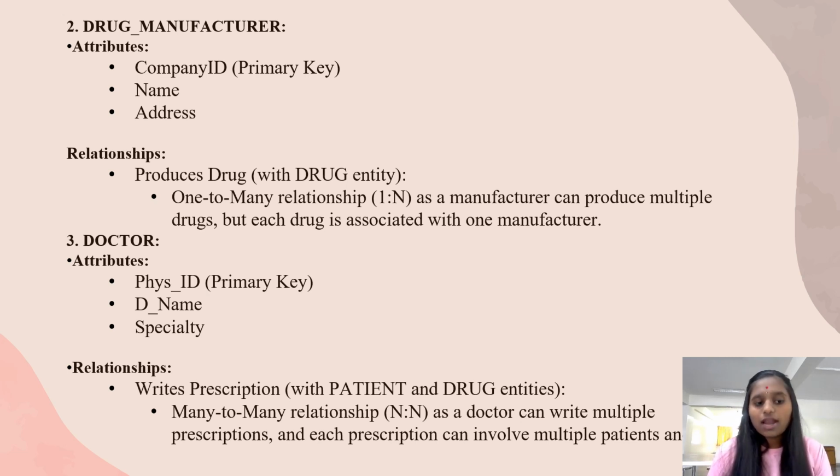And the third entity is doctor. And the doctor entity has the attributes like physician ID, doctor name, and specialty. And the physician ID is the primary key in this entity. And the relationship is writes prescription with the patient and drug entities. Many to many relationship. As a doctor can write multiple prescriptions, and each prescription can involve multiple patients. So that it is a many to many relationship.